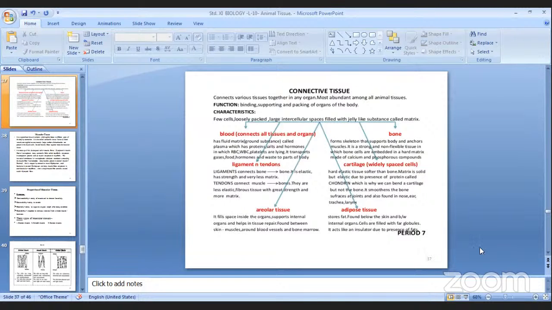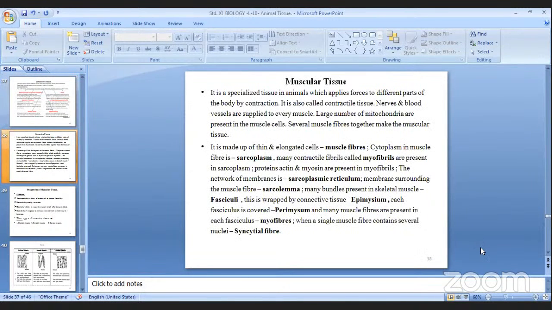Then muscular tissue. It is a specialized tissue in animals which applies forces to different parts of the body by contraction. Okay, it is also called contractile tissue. Nerves and blood vessels are supplied to each muscle. A large number of mitochondria are present in the muscle cell. Several muscle fibers together make the muscular tissue. Okay.